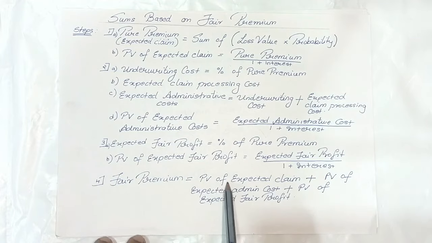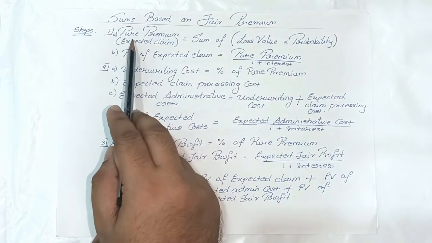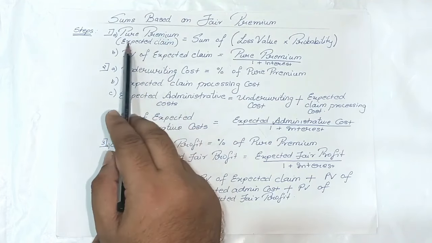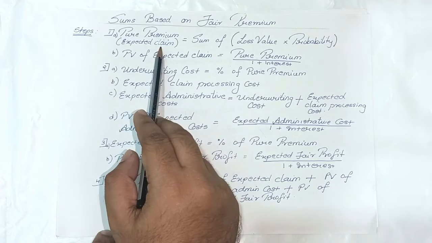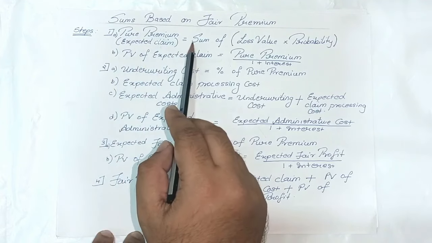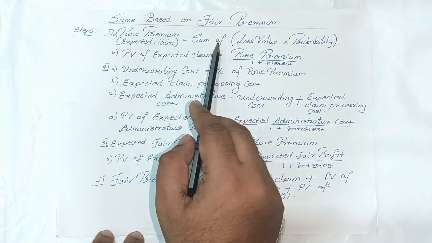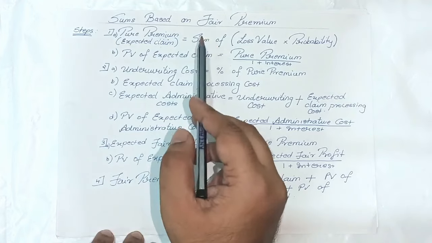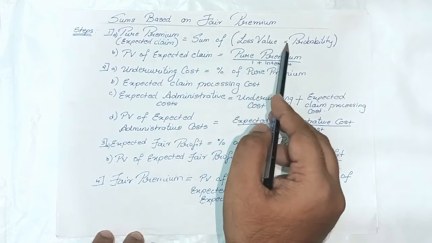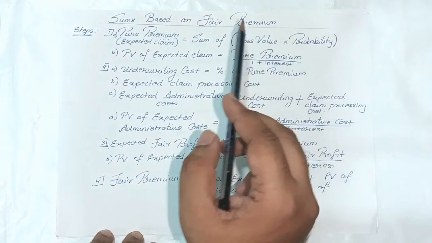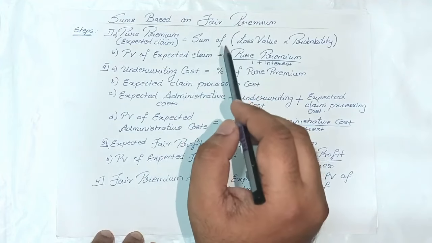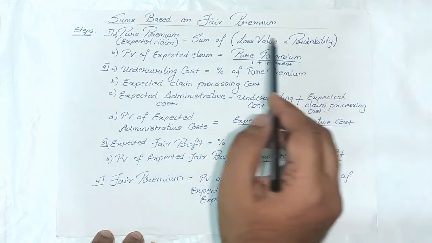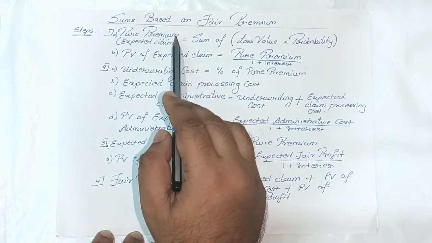In order to find the PV of expected claim, we need to first find pure premium, which is also known as the expected claim. The formula is very simple. It is equal to the sum, meaning the addition, of the loss value into the probability. They will give you in the question all the loss values and the probability, multiply them, add them all up, and that will become your pure premium.